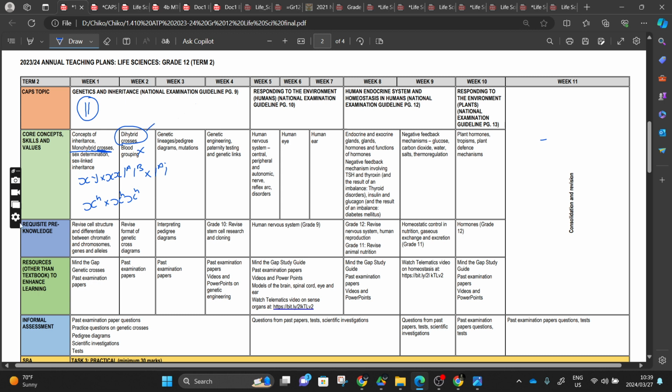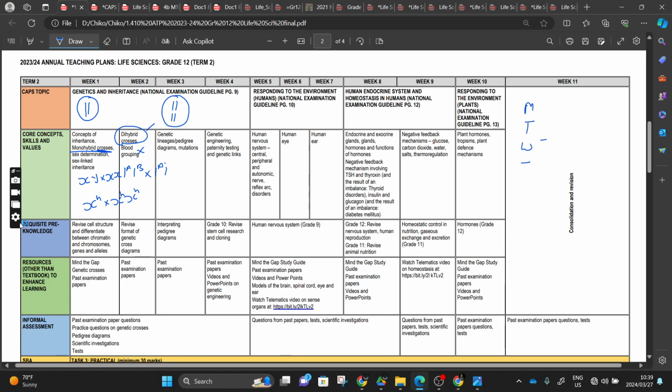But in our dihybrid cross, we are going to move into a cell with two pairs of chromosomes. Then triple, fourth, up until 24. But here we are only going to do one and two. Then here, let's move on. We're still on our plan.